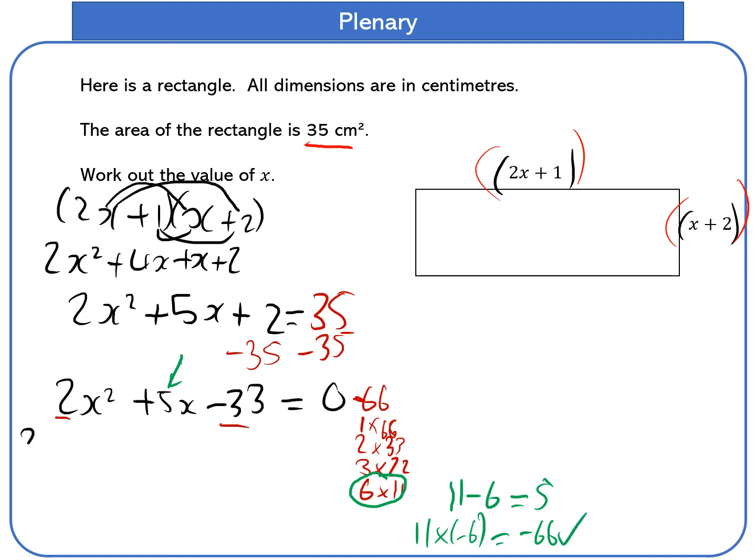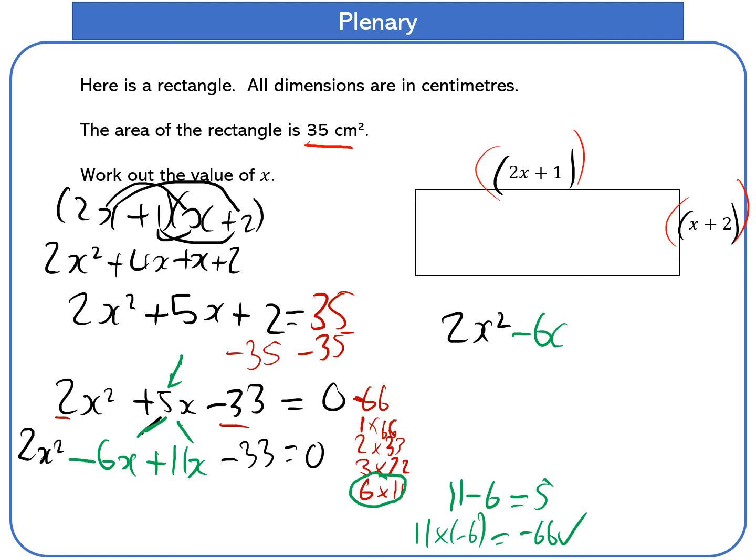So my 2x squared falls down. My 33 falls down. That's equal to 0. And my 5x gets split up. Remember, it's easier if I go the negative on the left. So I've got minus 6 plus 11. Let's spread that out again and factorize. So 2x squared minus 6x, oops, plus 11x minus 33.